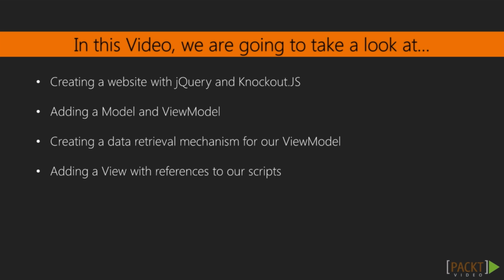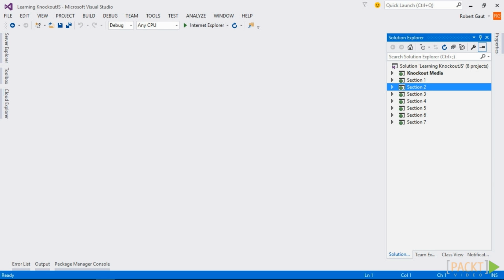Before we can put Knockout to work for us, we need to set up a website and configure it. You will want to download the Section 2 code from Packt Publishing's website so that you can get easy access to some of the files used in this section. I'm using Microsoft's Visual Studio, but you can use any editor you'd like. We're going to build our sample project in a platform-agnostic manner so that we can really concentrate on Knockout.JS.